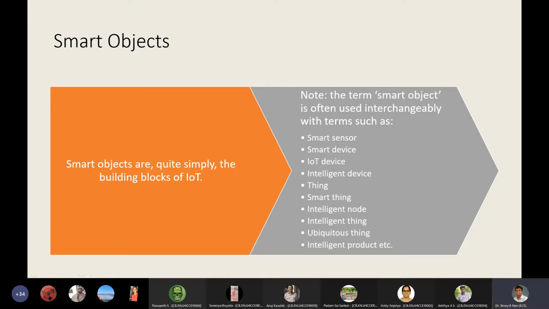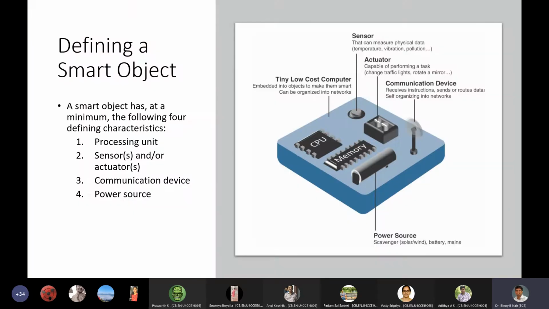It is also referred to as a node because that helps in understanding the topology. Computer science people call it a node, instrumentation people call it a smart sensor, proper IoT engineers call them things, and so on. But basically, it's the same device. But what is actually a smart object?